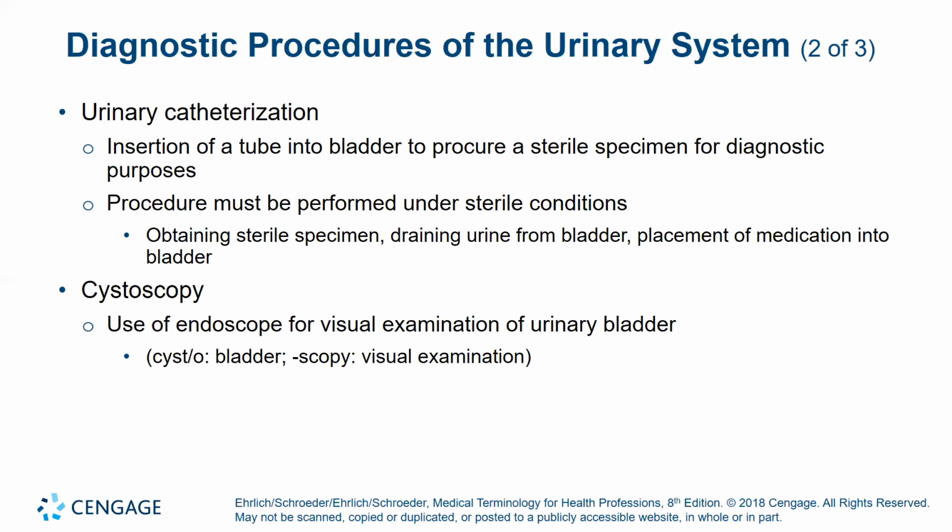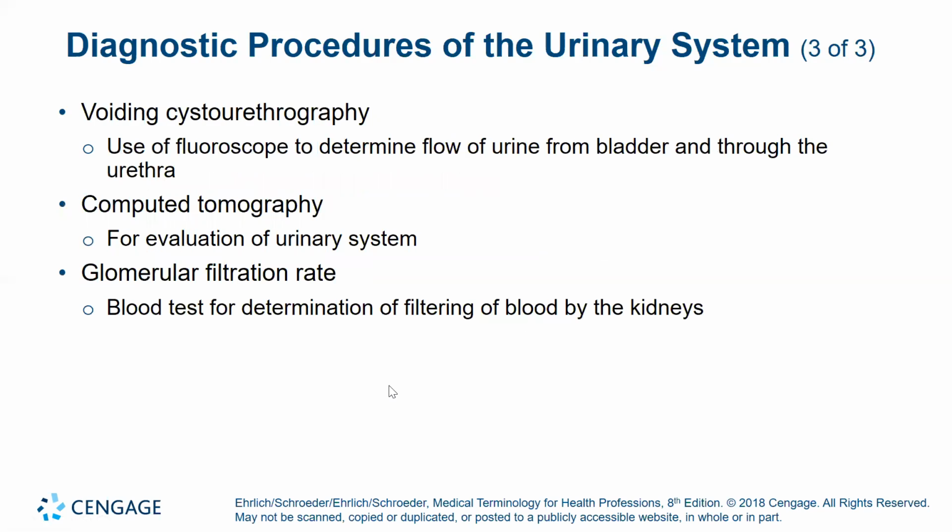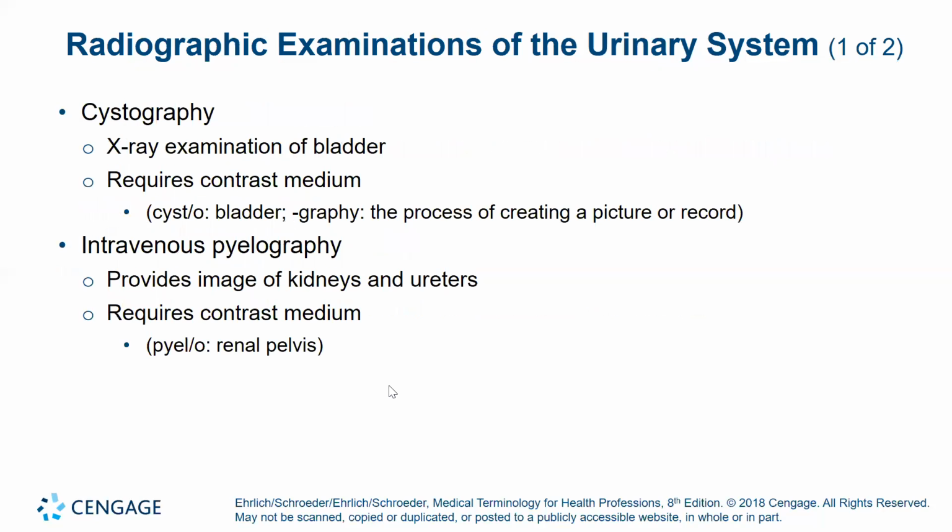We have a cystoscopy. Cysto is bladder. Scopy is visual examination. So it's visual examination of the bladder. We have voiding cystourethrography. We have computed tomography. We have glomerular filtration rate. Some more of the diagnostic procedures.